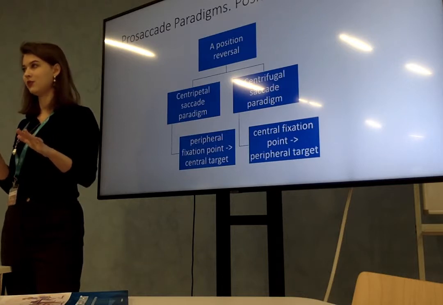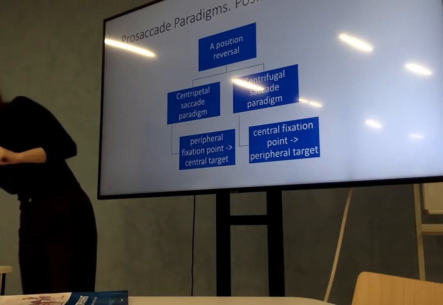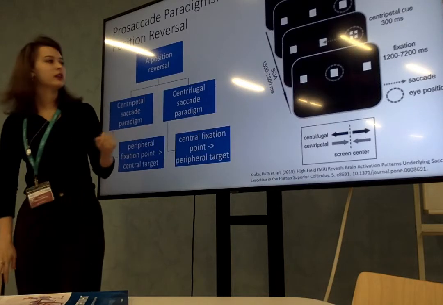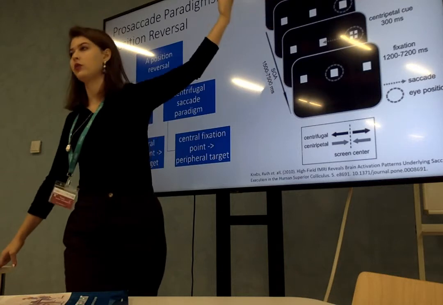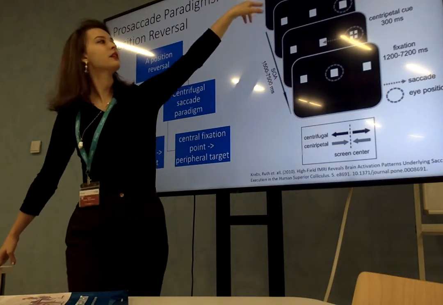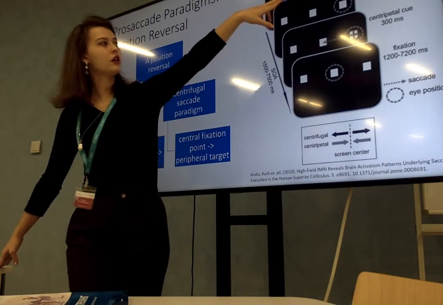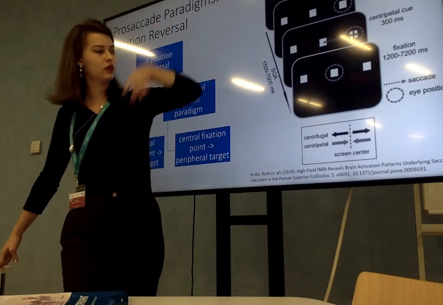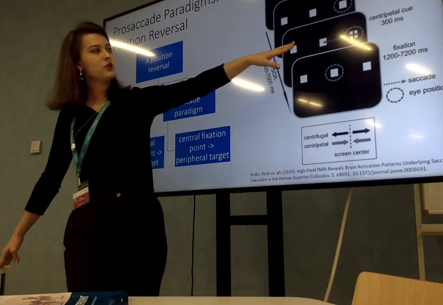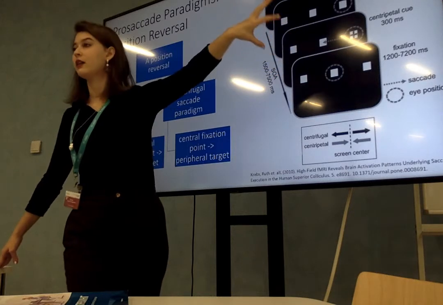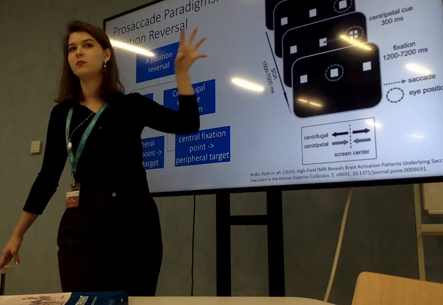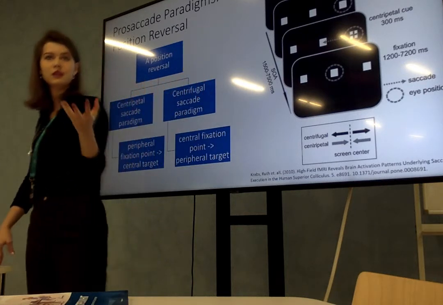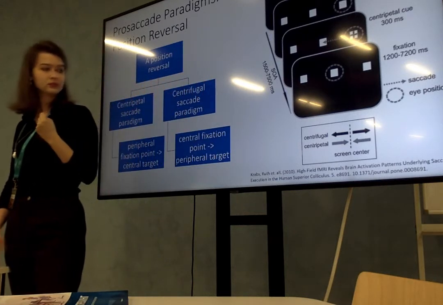Clear so far? Yes, no? Yes, but. So if you look at the scheme, it looks like that. In the centrifugal cue, or centrifugal paradigm, we have this target in the center, then our eyes move to the target. In centripetal cue, we have our eye in the periphery moving to the center. So it's all very simple, just depending on where our first cue was at.